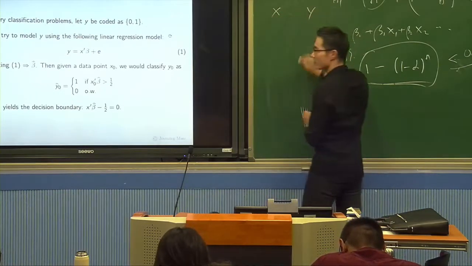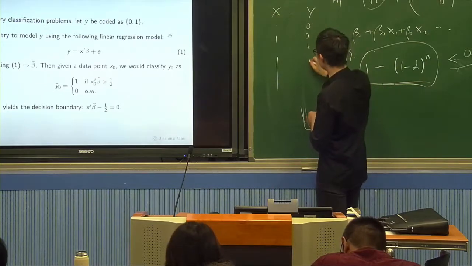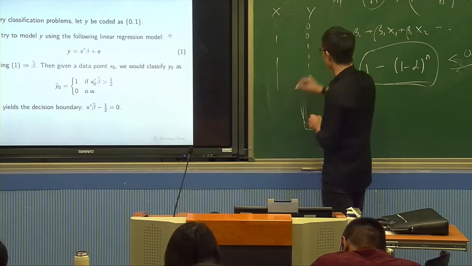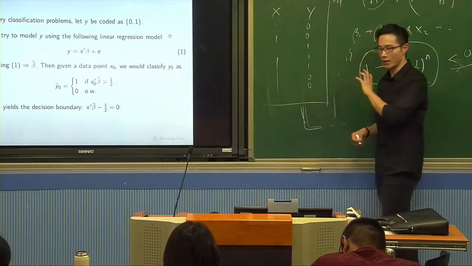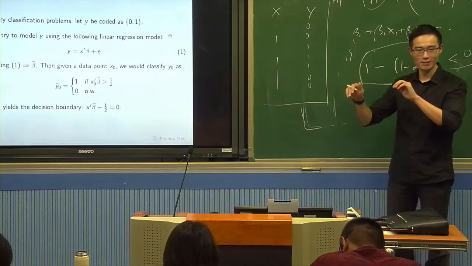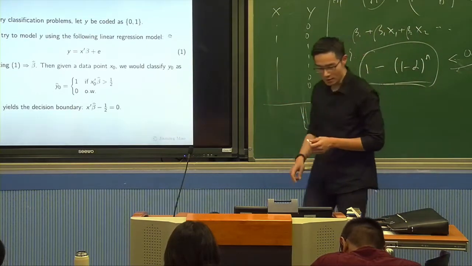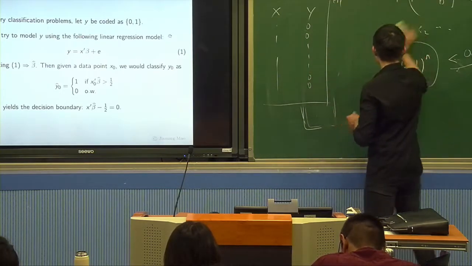So we have many x variables and a y variable, where y is either 0 or 1, for example 0, 0, 1, 1, 1, 0, 0. The goal right now is, based on x, to predict y, or classify y, whether it's 0 or 1. How do we do it? The simplest way is to use our old friend, ordinary least squares linear regression.